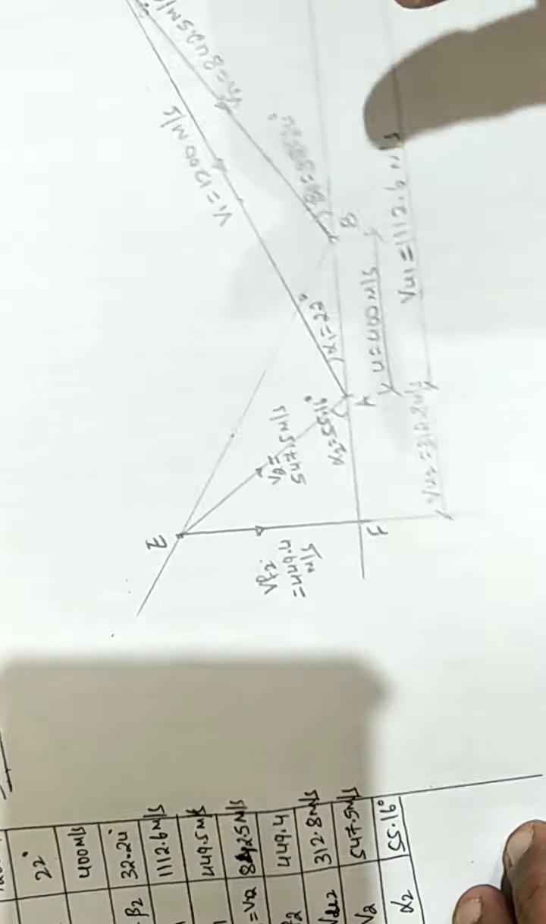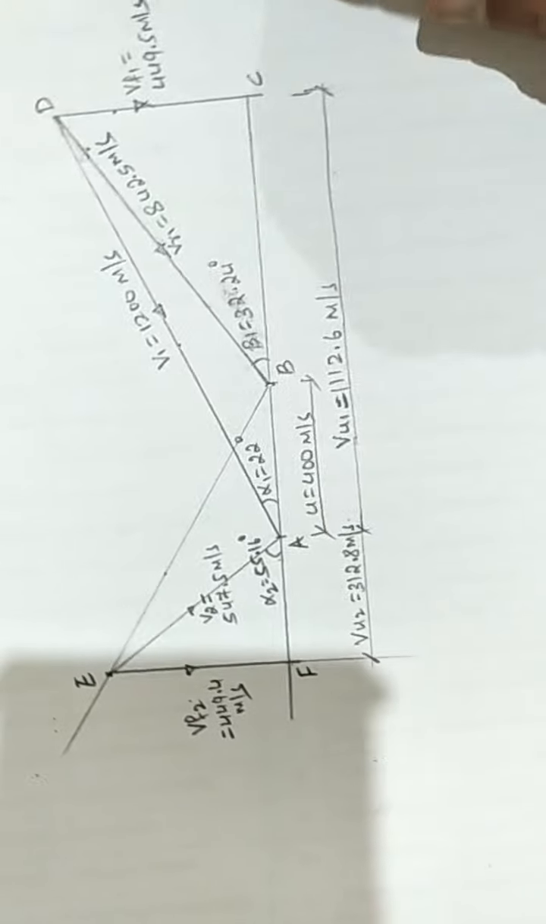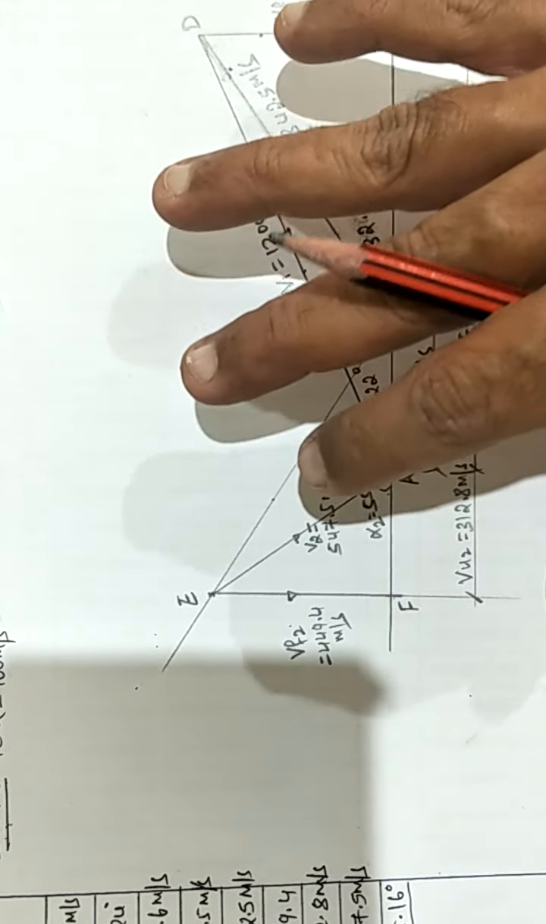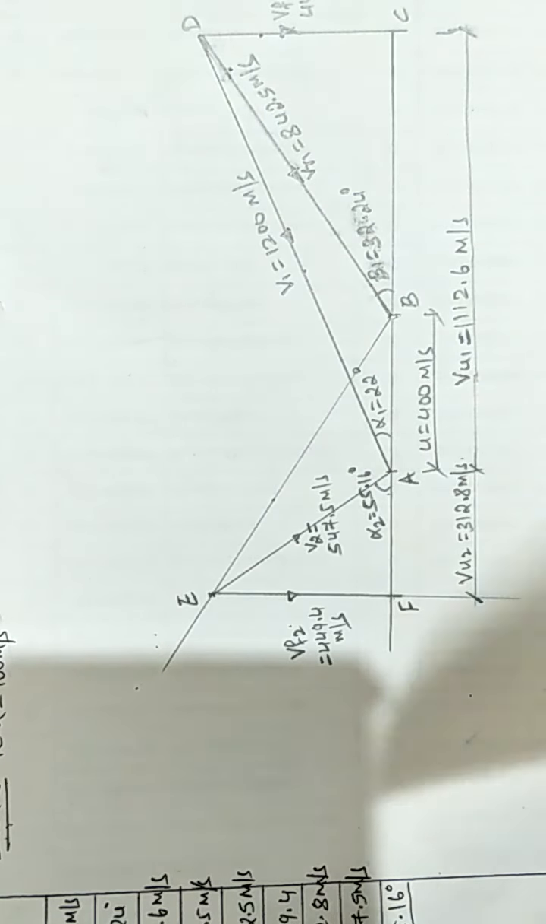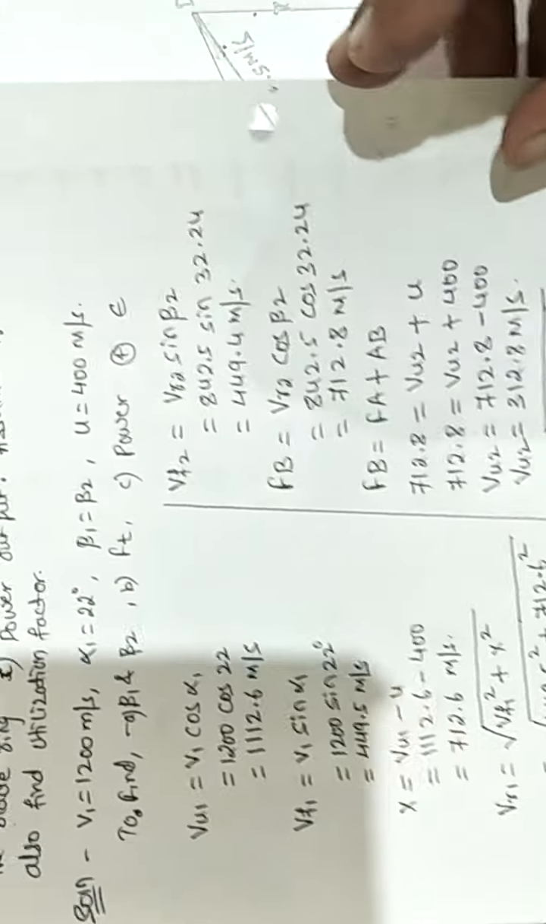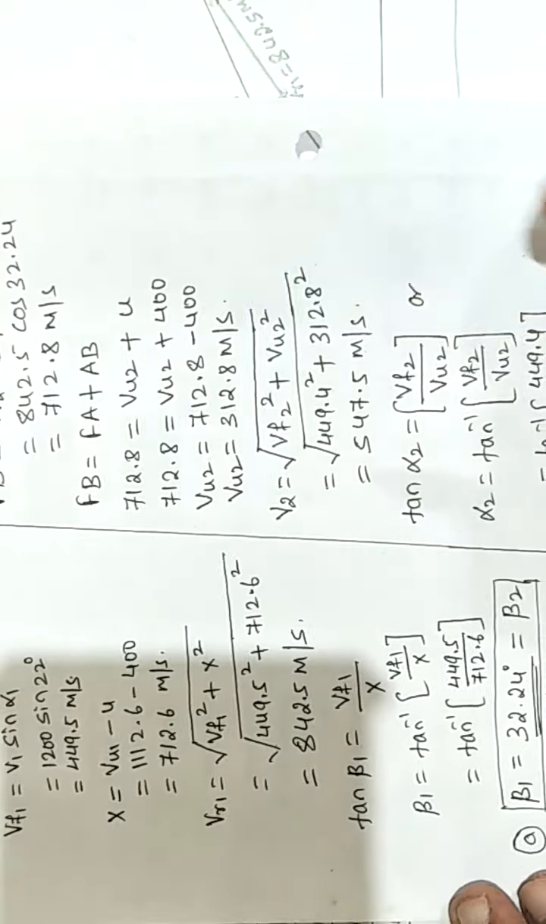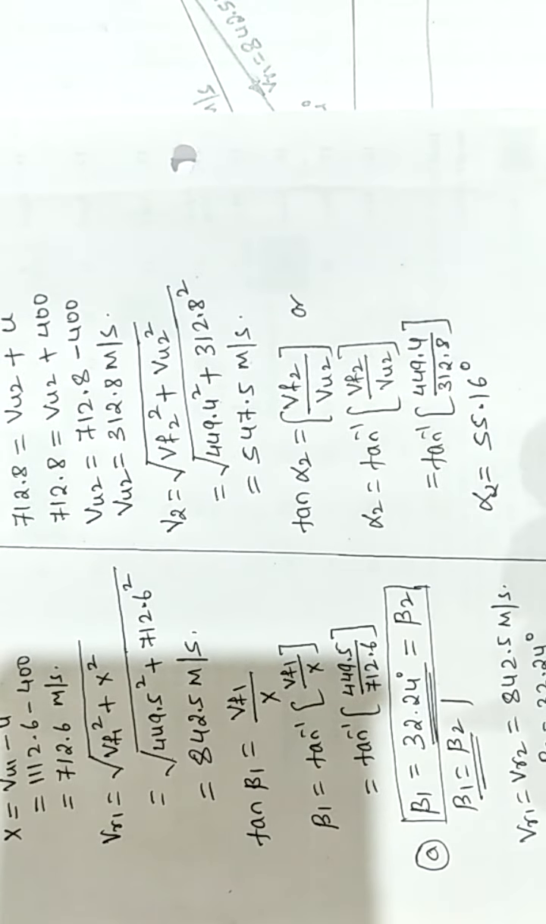So this is the velocity triangle which we have drawn with the scale, and by analytical method we have solved the problem, as you can see here. Okay, so thank you. Hope you have understood the problem, how to solve the problem by analytical method.